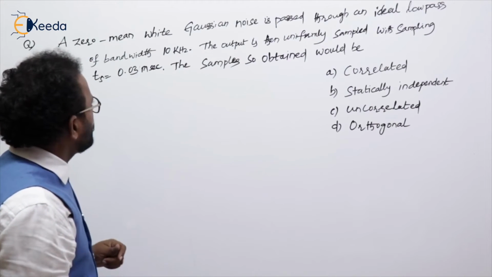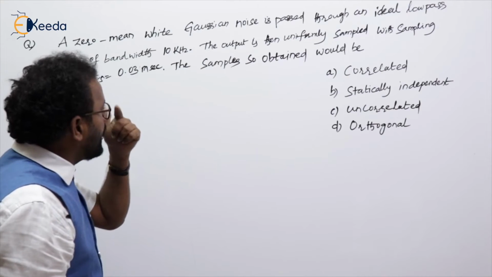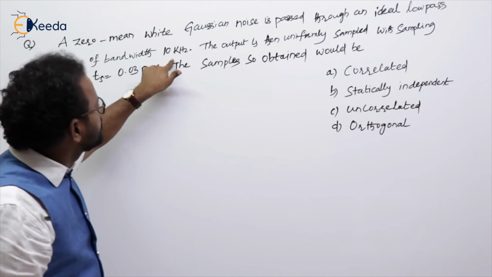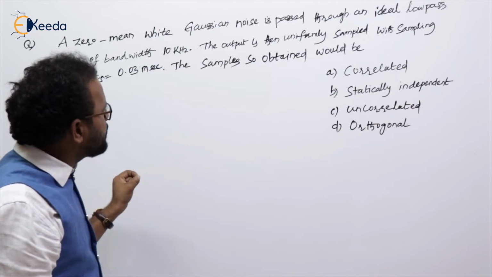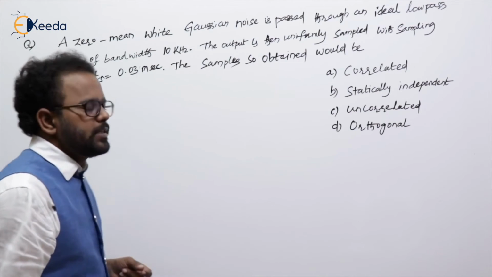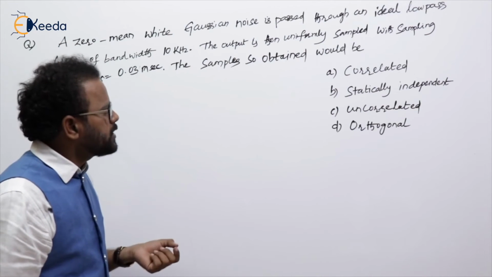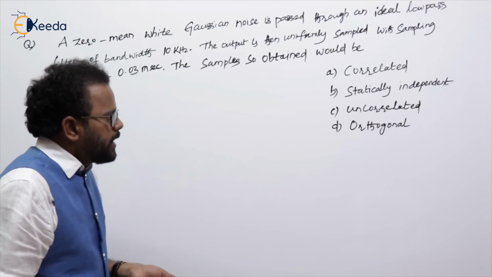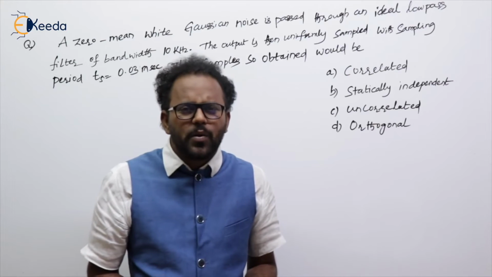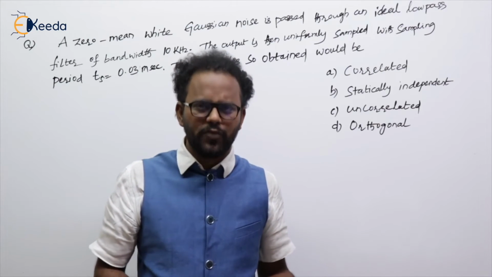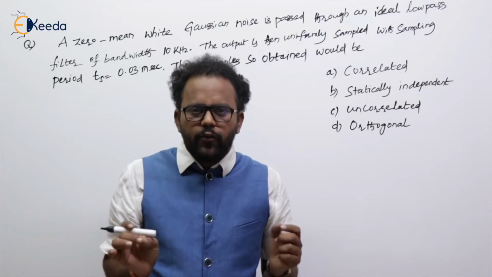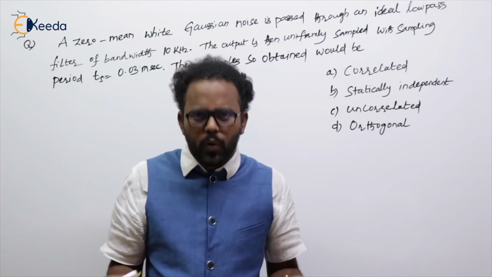A zero mean white Gaussian noise is passed through an ideal low pass filter of bandwidth 10 kHz. The output is then uniformly sampled with the sampling period Ts equal to 0.03 millisecond. The samples obtained would be: options are correlated, strictly independent, uncorrelated, orthogonal. Whether those are correlated or uncorrelated is given by the autocorrelation function. If the autocorrelation function value is 0, uncorrelated. If it is not equal to 0, correlated.